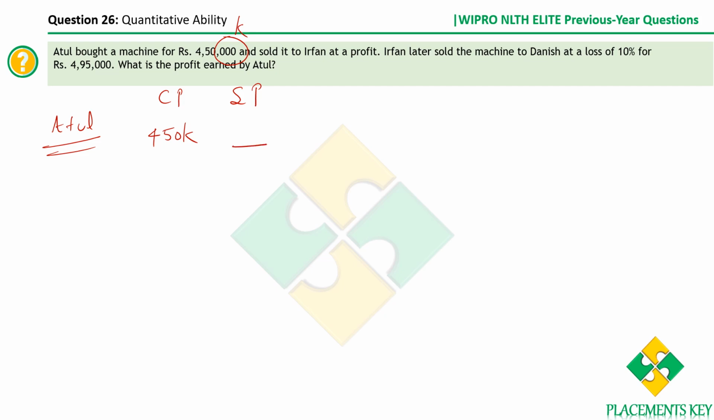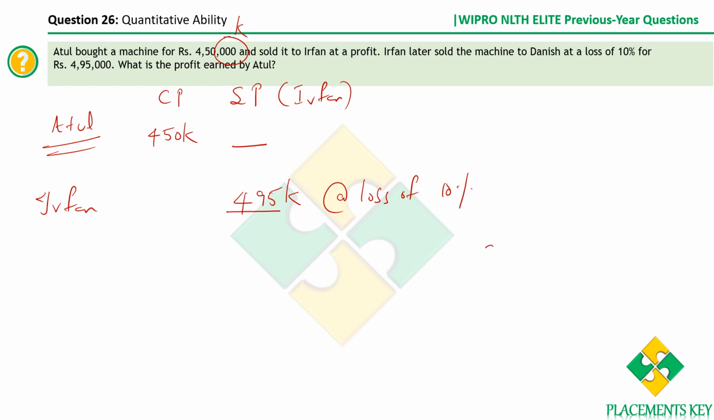We are not sure because he sold it to Irfan. Okay, he sold it to Irfan. Irfan later sold the machine to Danish. So I'm writing here Irfan later sold it to Danish at a loss of 10% for rupees 495k. So he sold it to Danish at 495k. So the selling price for Irfan is 495k at a loss of 10%.